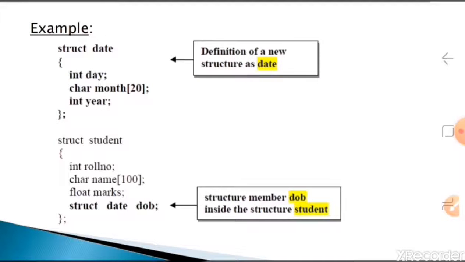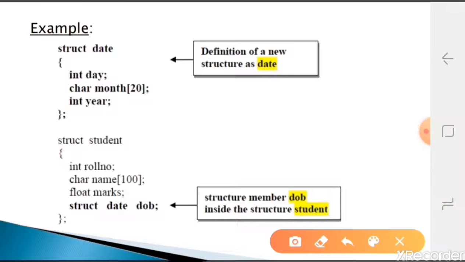Now consider a student structure. Previously we had 3 members: roll number, name and marks. Now the structure can have one more member, the date of birth, DOB. To do that, we add one more structure variable in student, but this structure should be defined before the student structure.